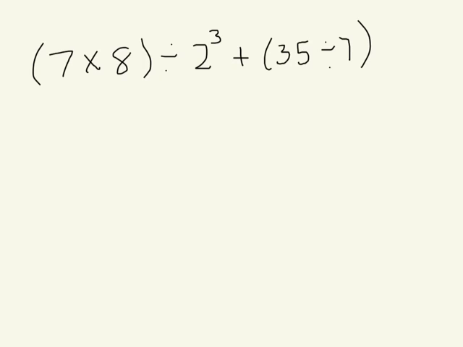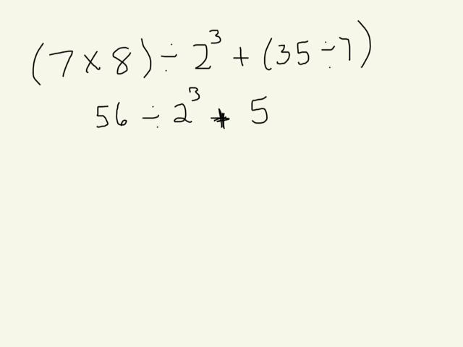Our second example is 7 times 8, divided by 2 cubed, plus 35 divided by 7. Our first step is to look at the parentheses. Here we have 2 sets of parentheses, but we can do them in the same step. 7 times 8 is our first one. It is 56, so we rewrite that as 56. Anything not in those grouping symbols, we just write down. Here we have 35 divided by 7, which is 5.